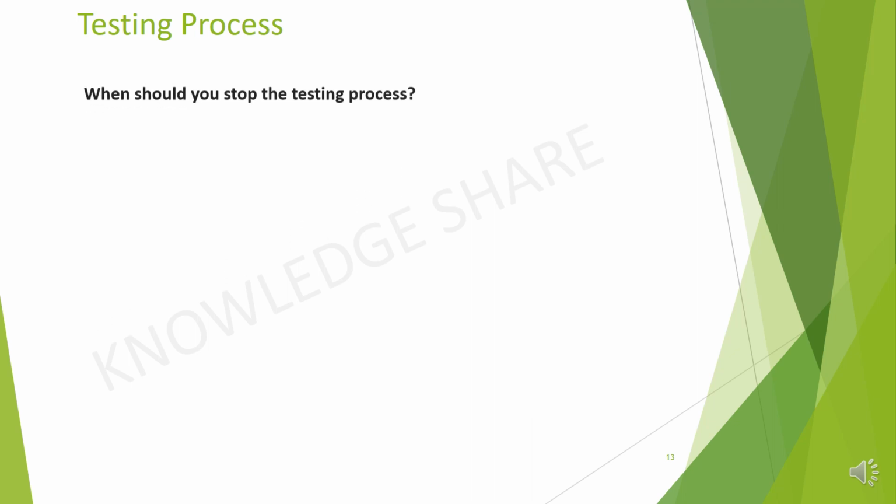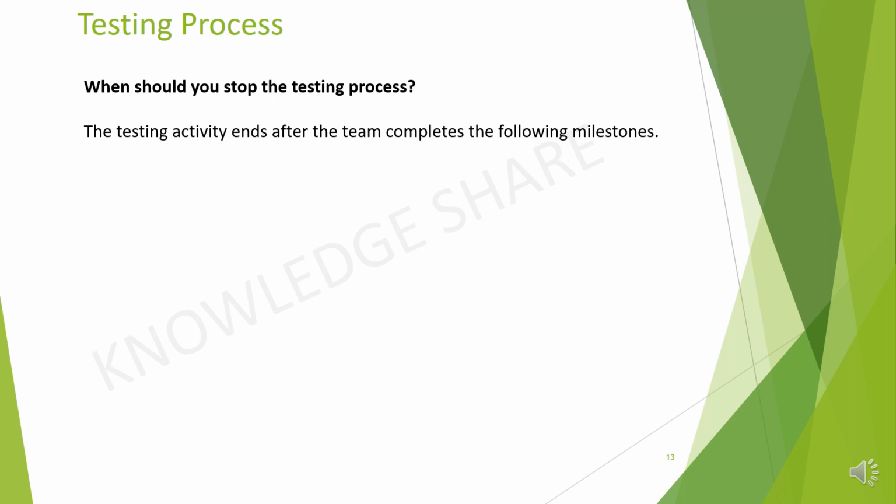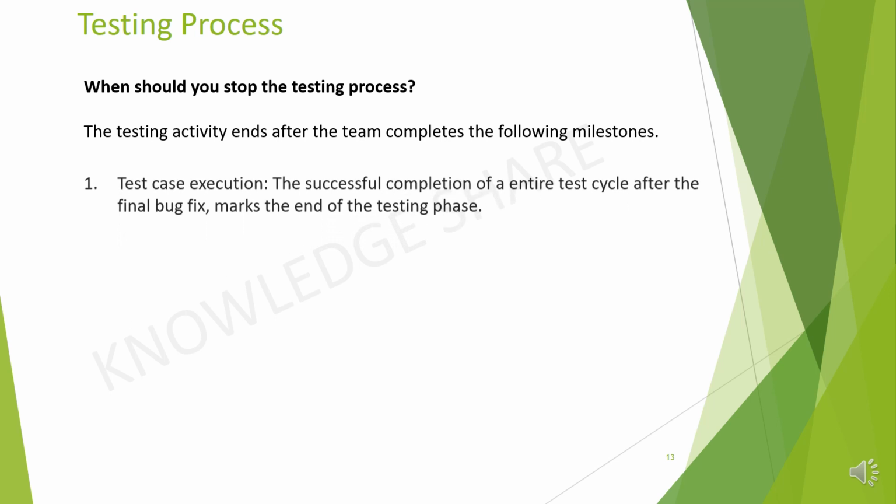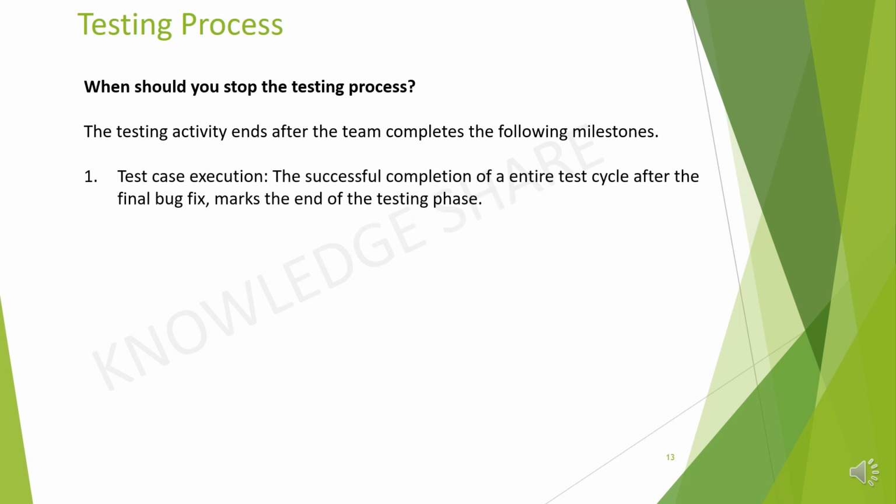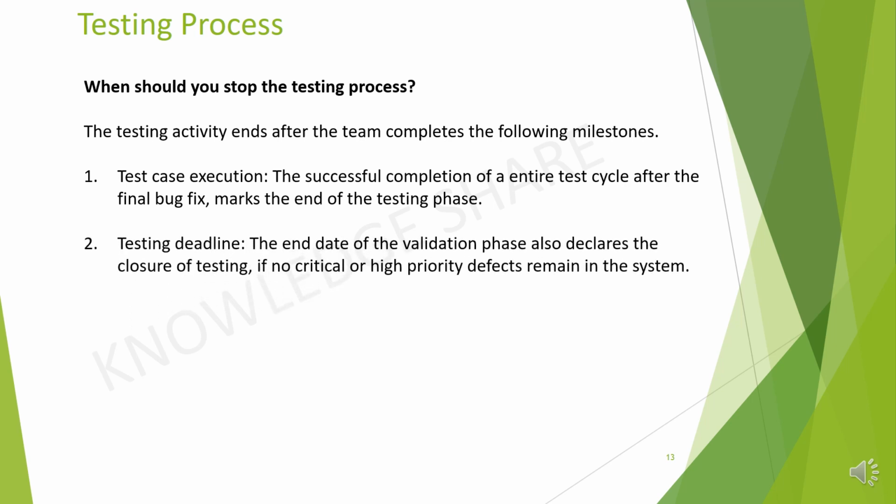Next question. When should you stop the testing process? The testing activity ends after the team completes the following milestones. 1. Test case execution. The successful completion of an entire test cycle after the final bug fix marks the end of testing phase. 2. Testing deadline. The end date of a validation phase also declares the closure of testing if no critical or high priority defects remains in the system.